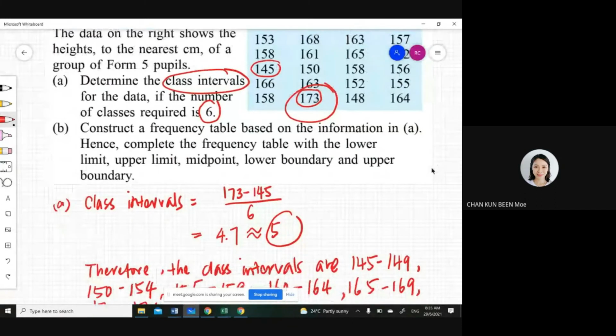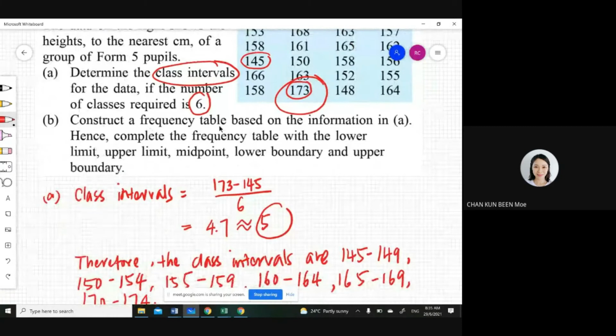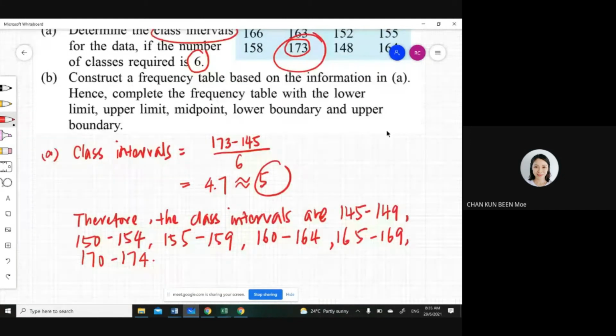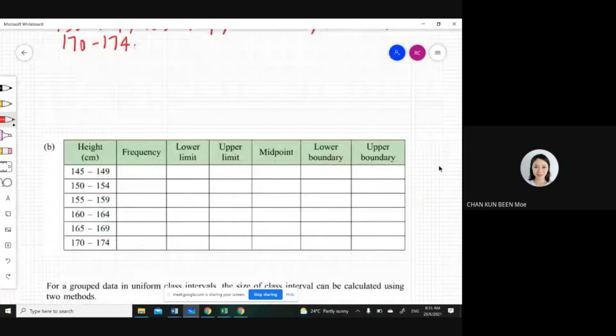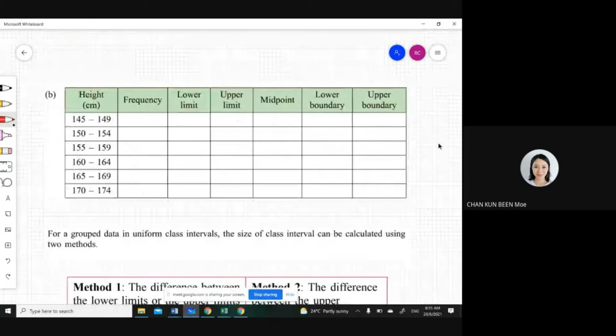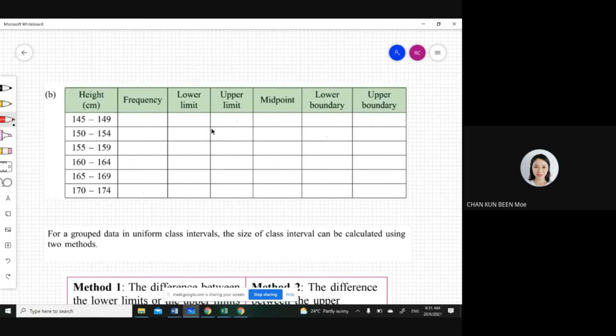Okay, now we look at B. Construct a frequency table based on the information in A. Hence, complete the frequency table with the lower limit, upper limit, midpoint, lower boundary, and upper boundary. It's the same thing as what we did earlier. So I put down a blank for all of this. But I don't want to waste time filling it in because it's at 35 right now. I want to save your data. I'm sure you know how to get all this. Do you know how to get all this?